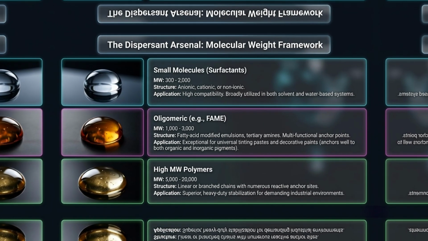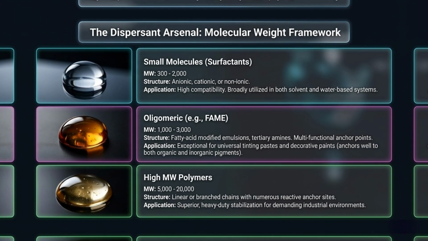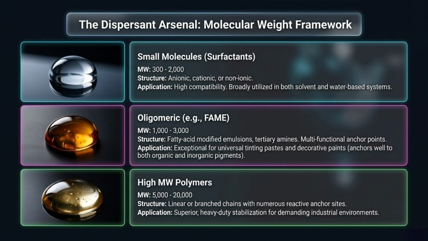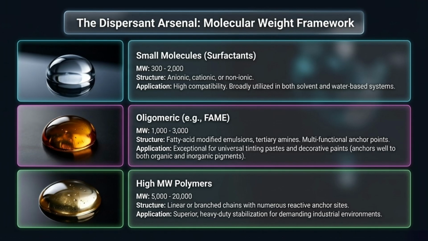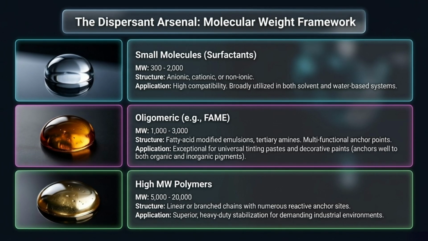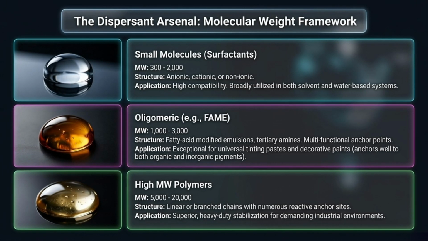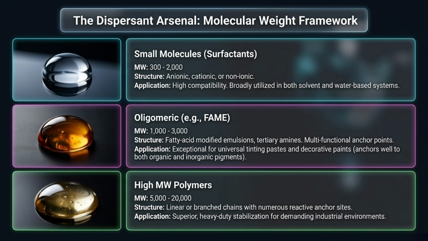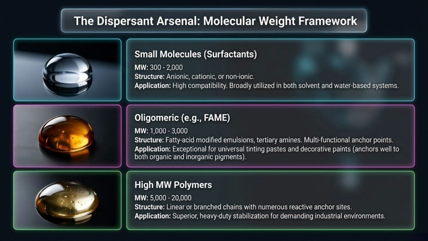The dispersant arsenal: molecular weight framework. Dispersants are categorized by their molecular weight framework. Small molecules, surfactants, MW between 300 and 2000, offer high compatibility and are broadly used in solvent and water-based systems. Oligomeric dispersants, MW between 1000 and 3000, feature multifunctional anchor points, making them exceptional for universal tinting pastes.